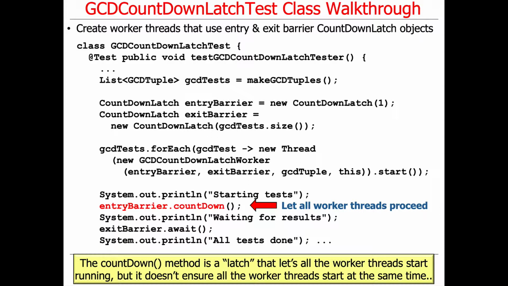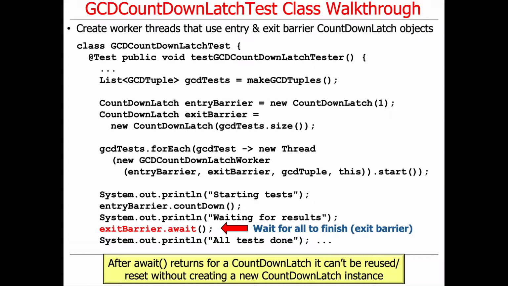So as soon as the countDown method is called, any thread that starts after that point can go ahead and do its thing. We'll talk later about how to fix this limitation when we talk about Java cyclic barriers. The exit barrier works completely as expected, though.